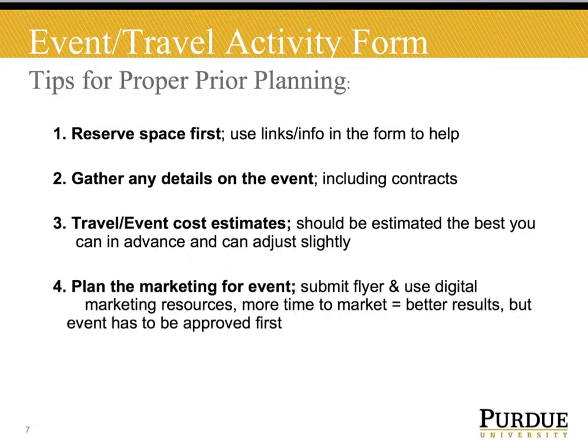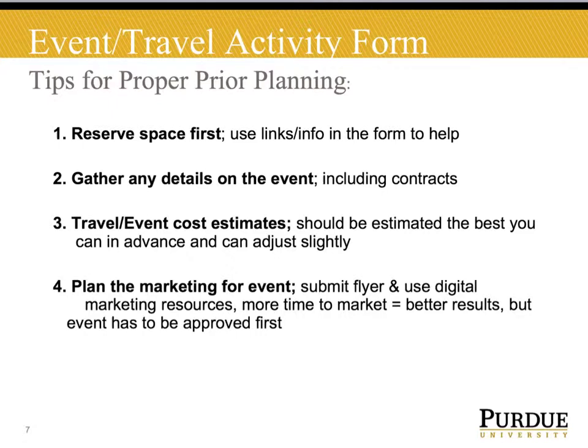The third thing you need is your travel and event cost estimates. This should be estimated the best that you can in advance and always can be adjusted slightly if it does not involve a contract. The fourth thing to think about is the marketing for your event. If possible, you always want to submit your flyer so you can take advantage of the digital marketing resources on campus. The earlier you get your marketing started, the better your results.